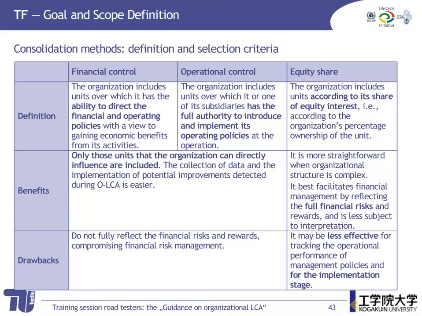And another option is the equity share. In this case, the burdens or the impact of each of the sites are allocated or assigned to the organization according to the shares that the company has over this specific site or this company that is depending on the big company. Okay, and this consolidation method best represents the financial risk of the company.